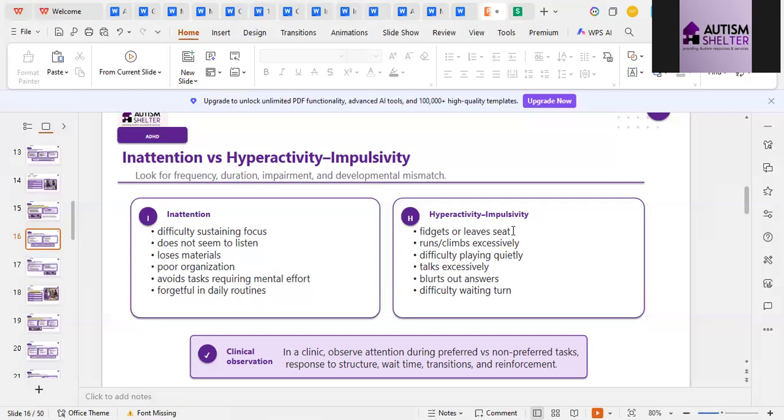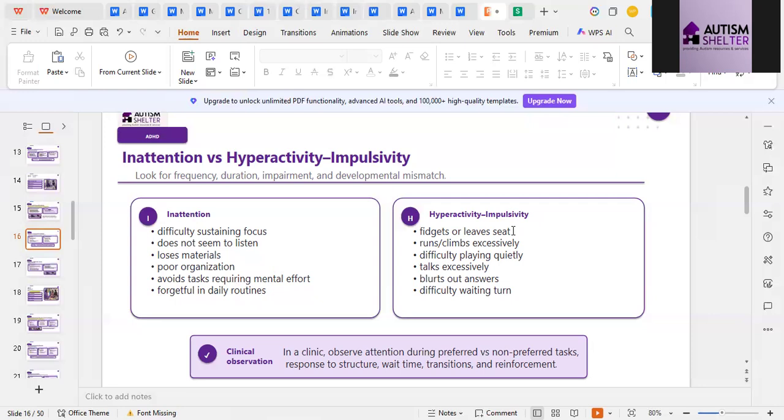Okay, so difficulty waiting for their turn. Of course, in severe cases, waiting is zero. So as a behavior therapist, we have to work on their waiting. And remember that in autism and in ADHD, we have to work a lot on the waiting of these children.